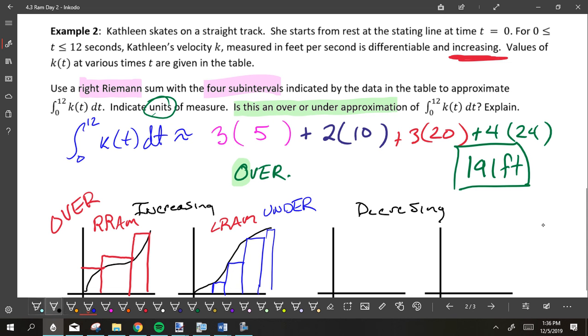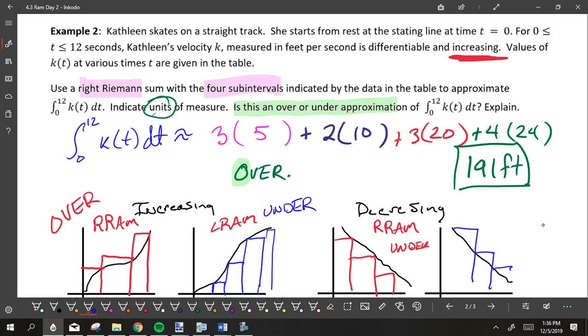Draw two decreasing graphs. I would do the same thing. I would just graph it out because it's hard for me to see it. And I'm just going to draw the most basic ones. Again, if it's RRAM, I'm going from the right side. So if I go to the right side and down, right side and down, right side and down, it's an under approximation. If it's LRAM, I'm going from the left side over, the left side over, the left side over. It's over.